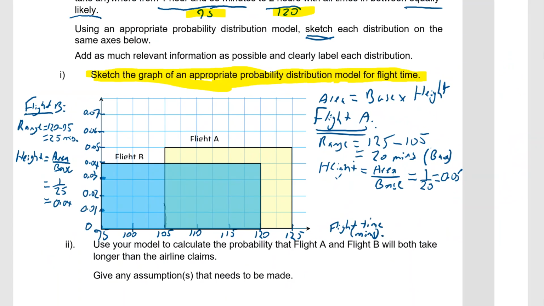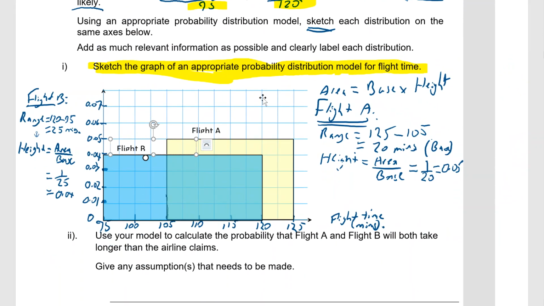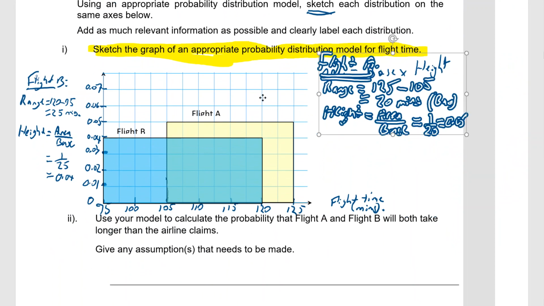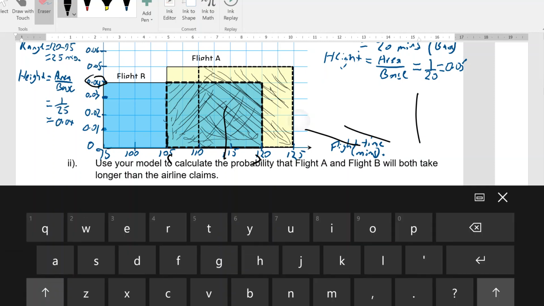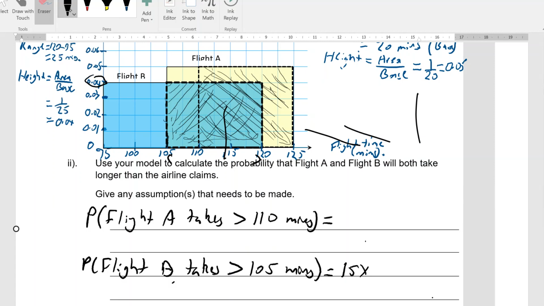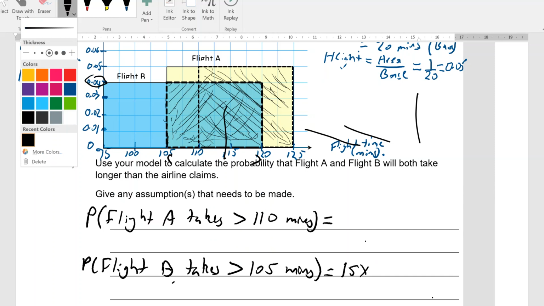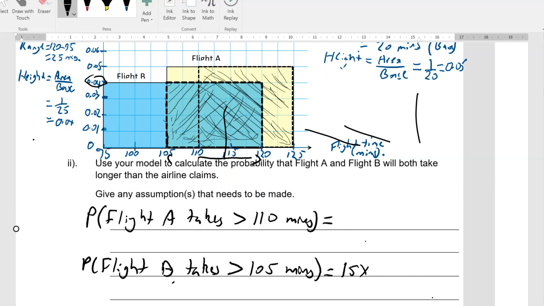Okay, so use your model to calculate the probability that flight A and flight B will both take longer than the airline claims. So, starting with flight A, the probability that flight A takes longer than claimed, they claim that flight A will take 110 minutes. So, longer than 110 means from 110 up to its maximum, which is 125. So, that's a base of what? Base from 110 to 125, there's a base of 15 minutes. So, 15.